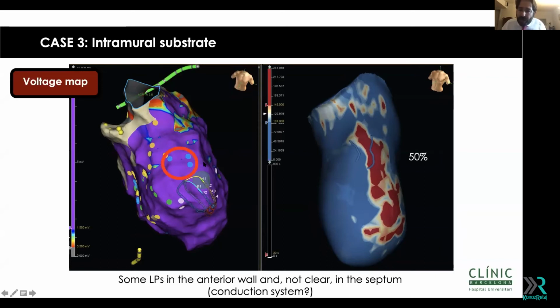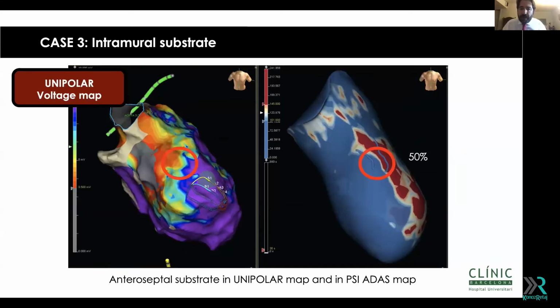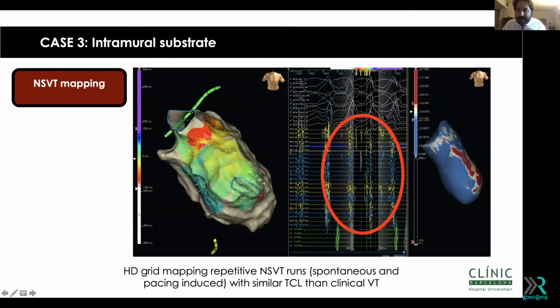So because we knew that in the 50% layer, so very deep in the mid-mural, we had some channels, we could think that these late potentials maybe are the endocardial exit of these channels. And actually, we could map some non-sustained VTs, and in that area, we could find some of these mid-diastolic potentials. But did you feel comfortable just by mapping non-sustained VT alone? I wouldn't say so.